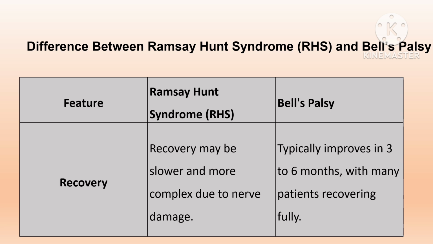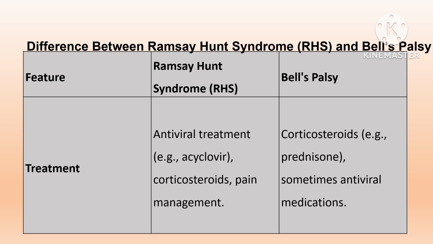If we talk about the treatment for Ramsay Hunt syndrome, antiviral medications like acyclovir are often used along with corticosteroids to manage the inflammation. Pain relief is crucial as well. In contrast, Bell's palsy is typically treated with corticosteroids alone, such as prednisone, and sometimes antiviral drugs are used if the viral cause is suspected.